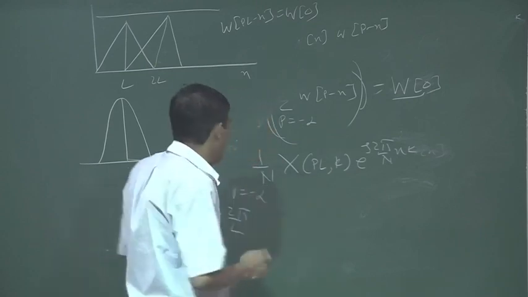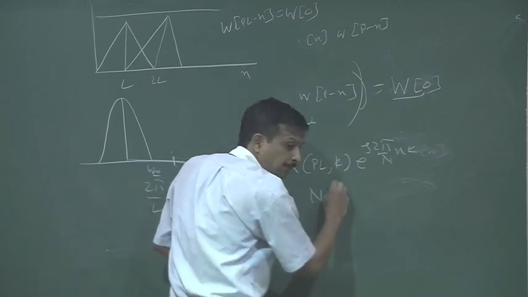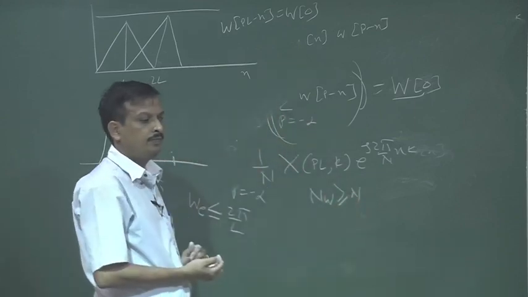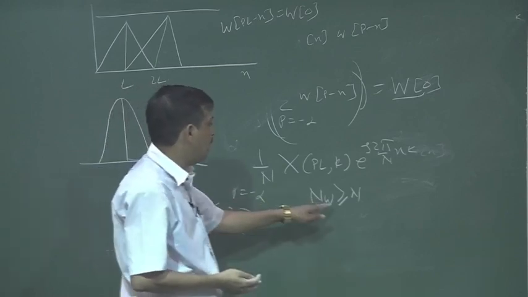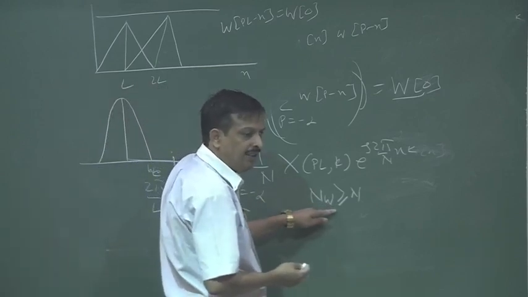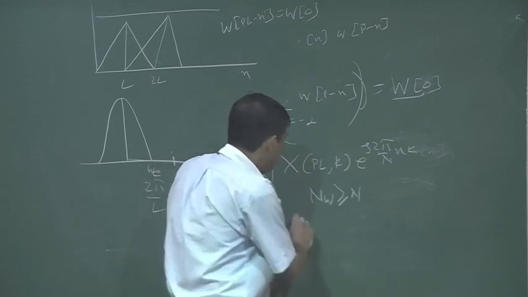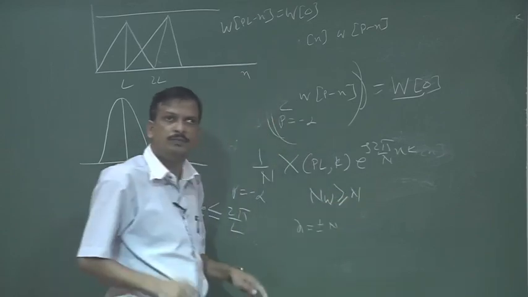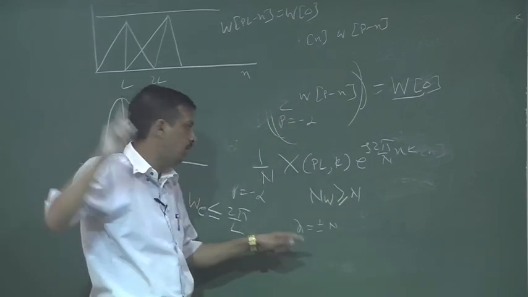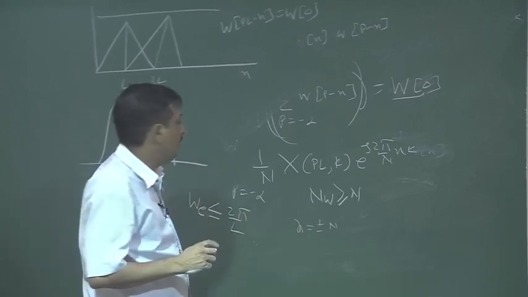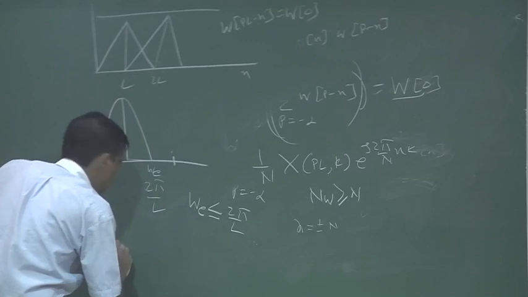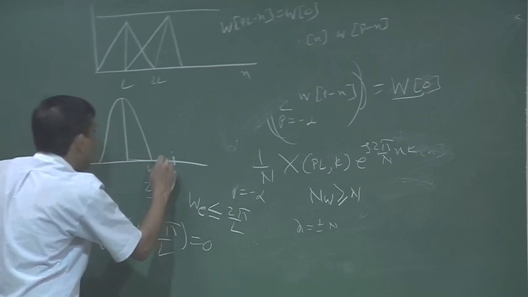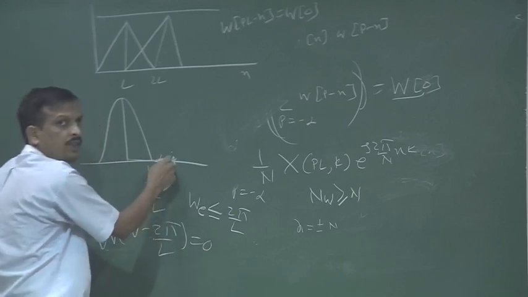So FBS method, what I said, Nw must be greater than or equal to at least n. Sorry, greater than or equal to n. In that case there is a special constant that n must be plus minus n, because relaxation is also possible here. But in that case this omega minus 2 pi by L must be 0. Here all should be 0. It cannot be any value.